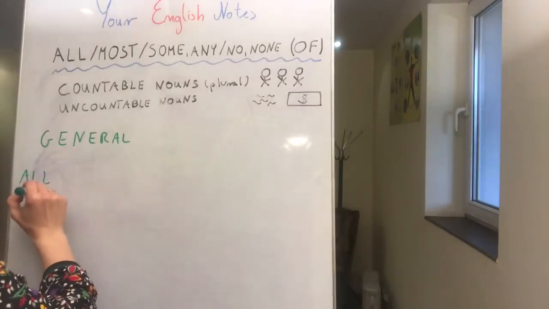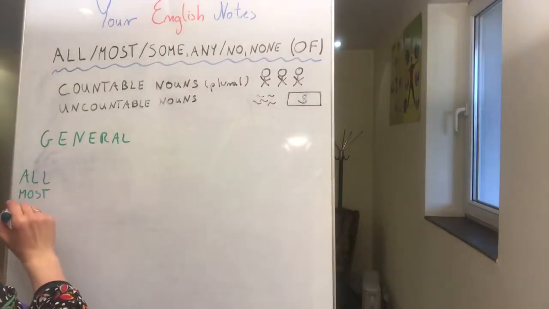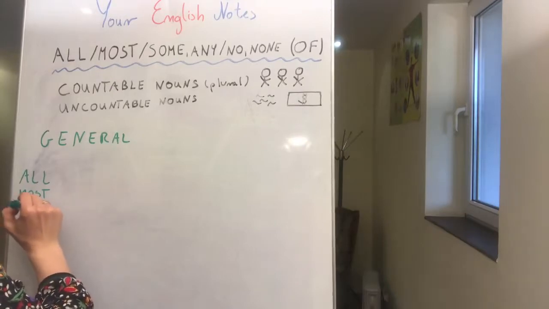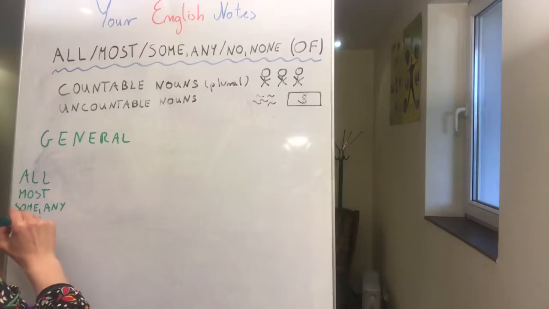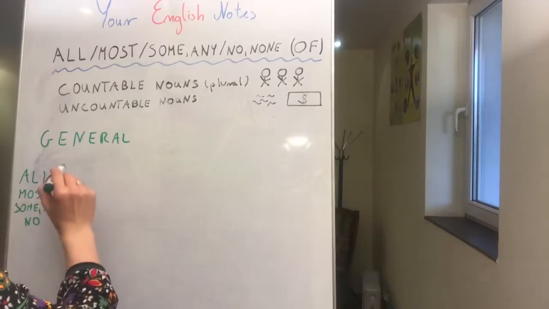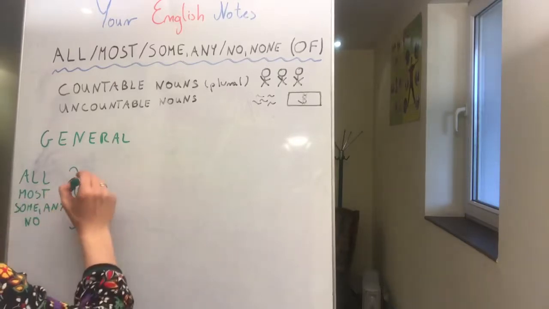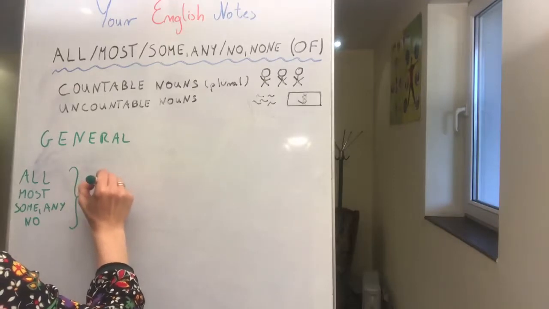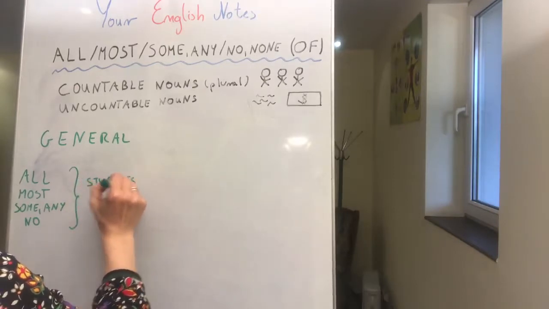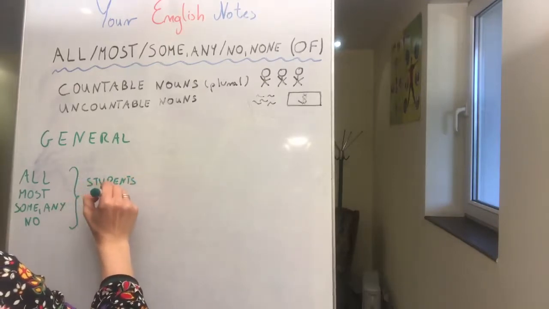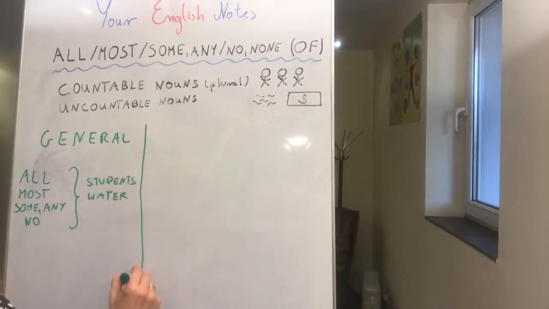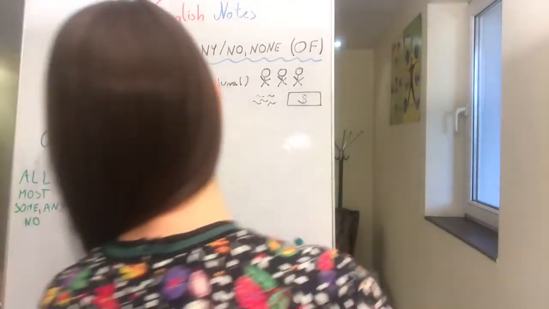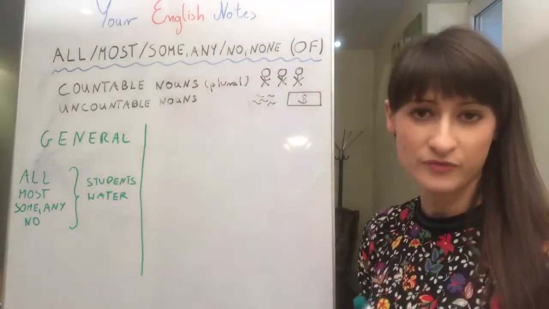So I will write all of these one more time. So almost, some and any, of course you remember the difference. And no, here we will use no. And then, for example, students and water, let's say. So when we talk generally, we don't use of.